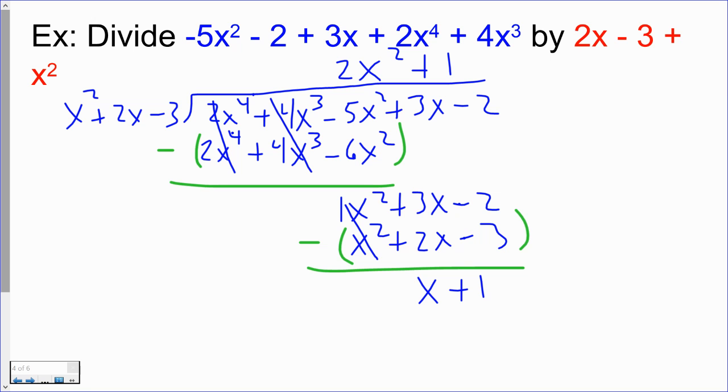So this one does not divide evenly. So you could say that the answer, sometimes when you just say divide this by this, there's a couple of ways you can write that. You can write that as x squared plus 2x minus 3 times this 2x squared plus 1 and then plus that remainder. Or another way they like you to write it is, once you do that, they say take what you got as your answer, which was 2x squared plus 1, and then take your remainder of x plus 1 and you're going to divide it by what you divided this whole thing by.